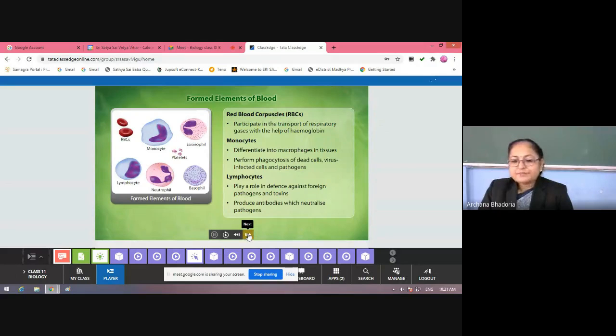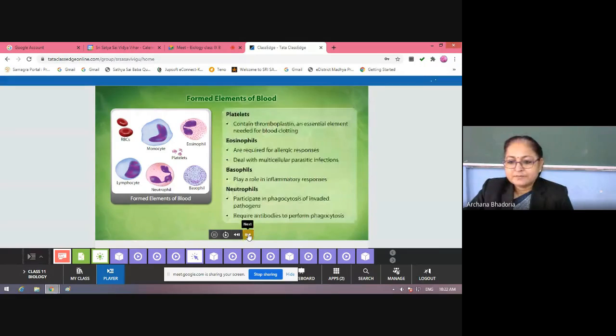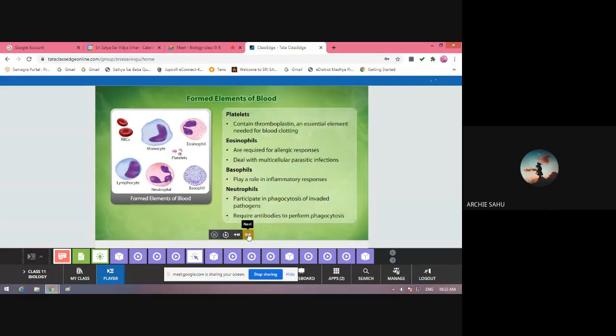So write down, they are spherical or oval cells which have variously shaped nuclei, with granular or agranular cytoplasm. Noted everyone? Yes, ma'am. Okay.